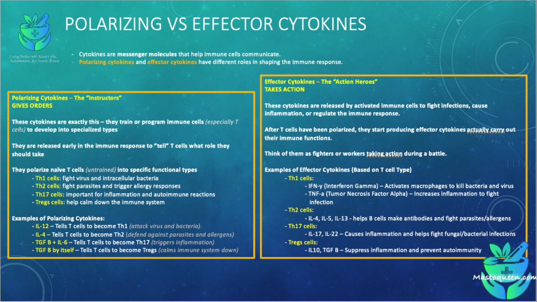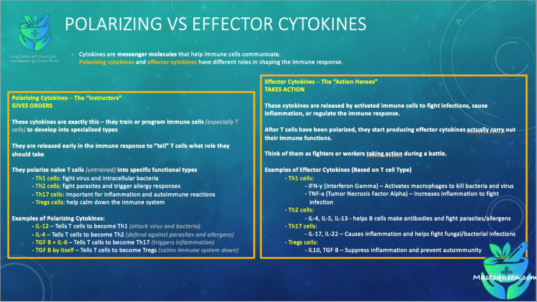These cytokines train or program immune cells, especially T cells, to develop into specialized types. They are also released early in the immune response to tell the T cells what role they should take. They polarize naive T cells, which are untrained, into specific functional types. So Th1 cells fight viruses and intracellular bacteria. Th2 cells fight parasites and trigger allergy responses. Th17 cells are important for inflammation and autoimmune reactions. And Tregs, which are T regulatory cells, help calm down the immune system.